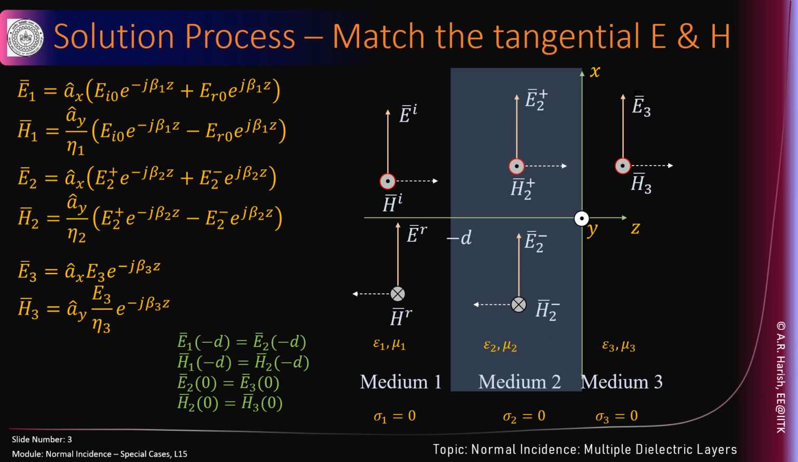How many unknowns do we have? We have 4 unknowns. What are those? ER0, E2 plus, E2 minus and E3. These are the 4 unknowns. What are known things to us? EI0 is known and therefore there is no issue with that. There we have 4 equations, 4 unknowns, 4 equations.